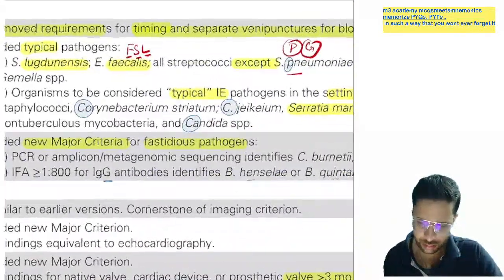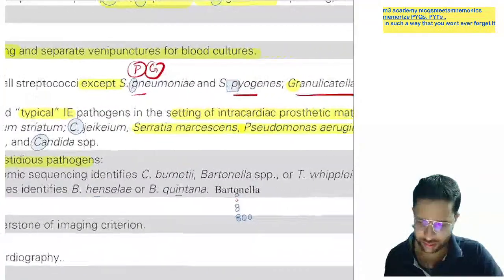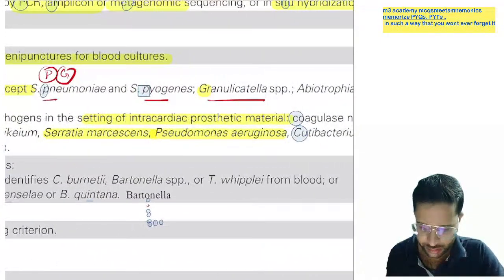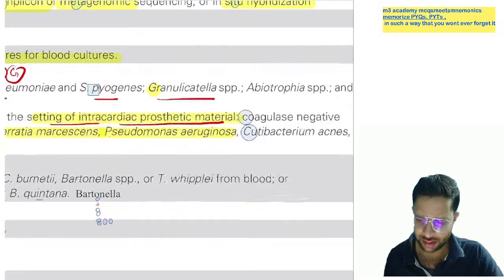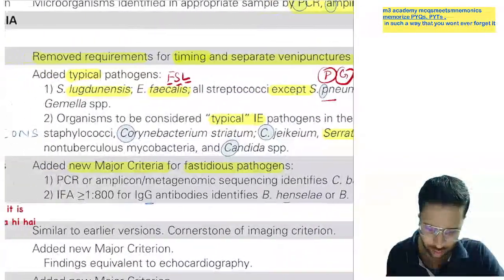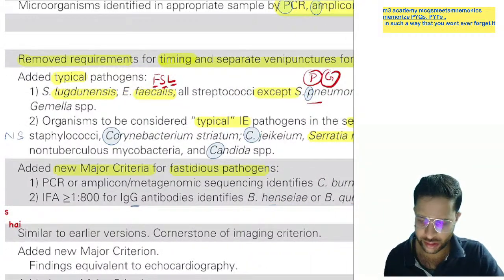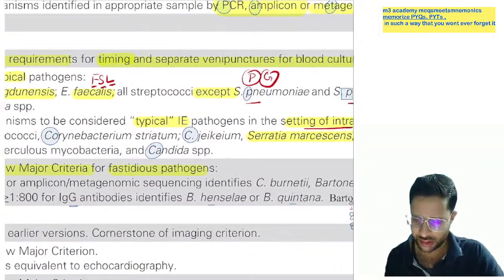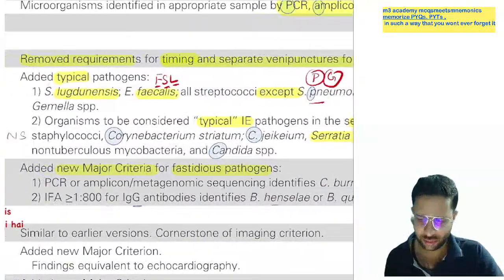Now, which other organisms do we consider typical in the setting of intracardiac prosthetic valve material? In the setting of intracardiac prosthetic material we can consider these organisms as typical, all starting from CO: coagulase-negative staphylococci, Corynebacterium striatum, Corynebacterium jeikeium, and also Candida, again starting from CO.